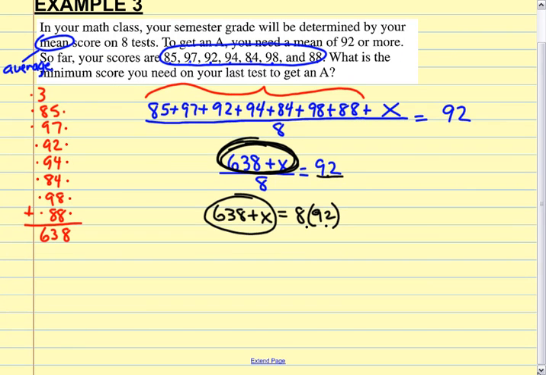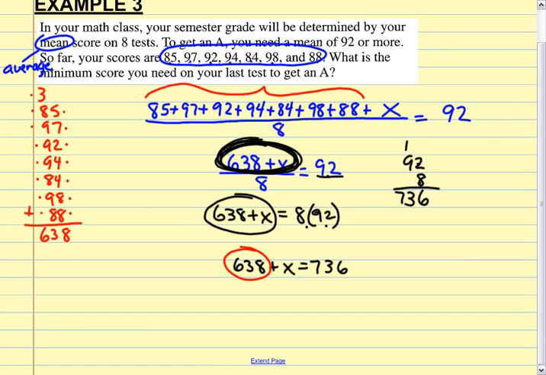Okay. Well, let's check that out. 92 times 8, that's going to be 8 times 2 is 16, carry my 1. 8 times 9 is 72, and 1 is 73. So that means that the number up here needs to be 736. So 638 plus x is equal to 736. All right. Well, fortunately, we've been solving equations. How do I get rid of 638? Well, I'm going to subtract 638 from both sides.